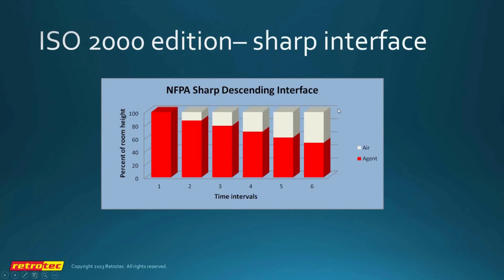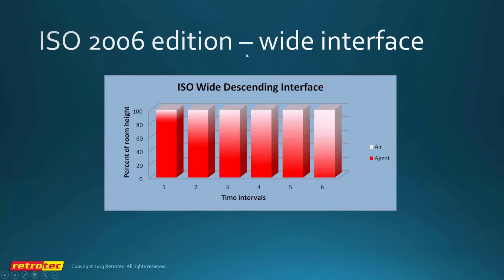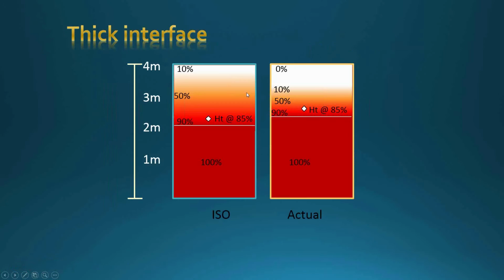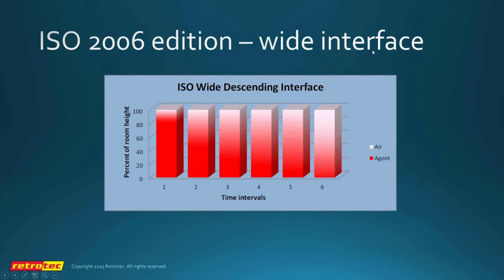There's a little hold time. The ISO 2000 version used the sharp interface. The 2006 version used the wide interface, and the next version we use the thick interface, which is somewhere between the two of them. The wide interface that came out in the 2006 version was extremely conservative and would give hold time predictions that were roughly a half of what they should be. So often enclosures that should have passed were failing miserably using the wide interface.